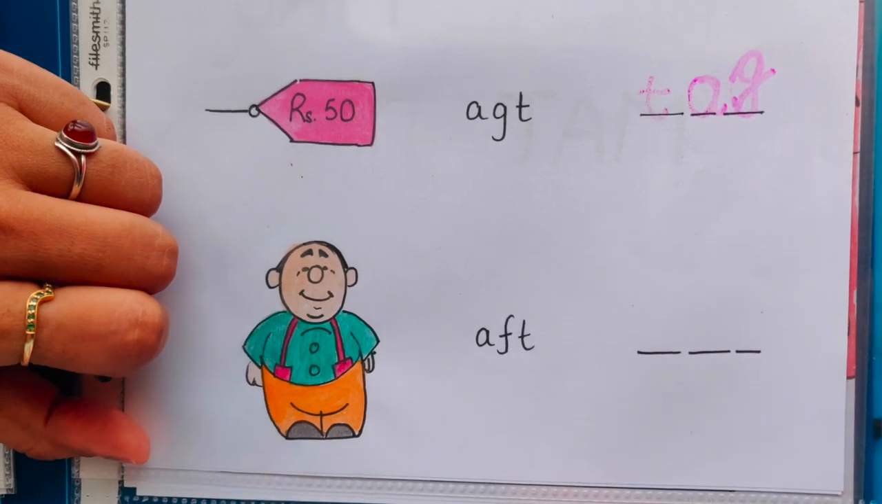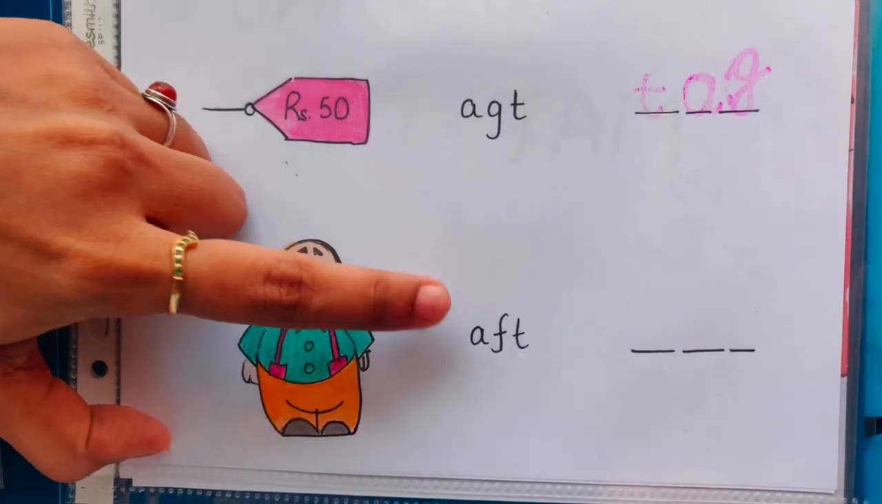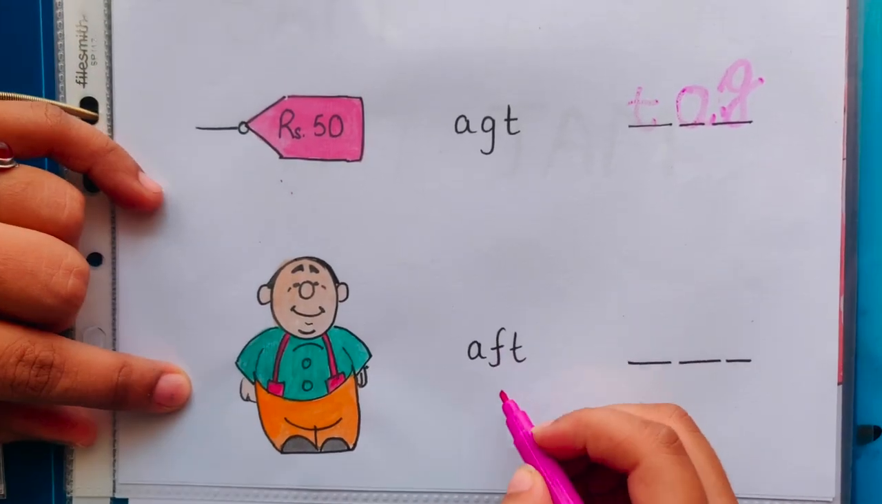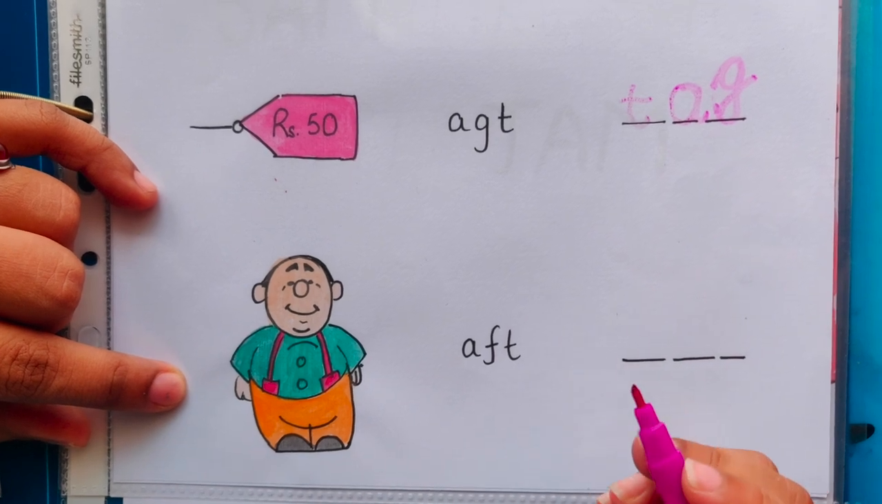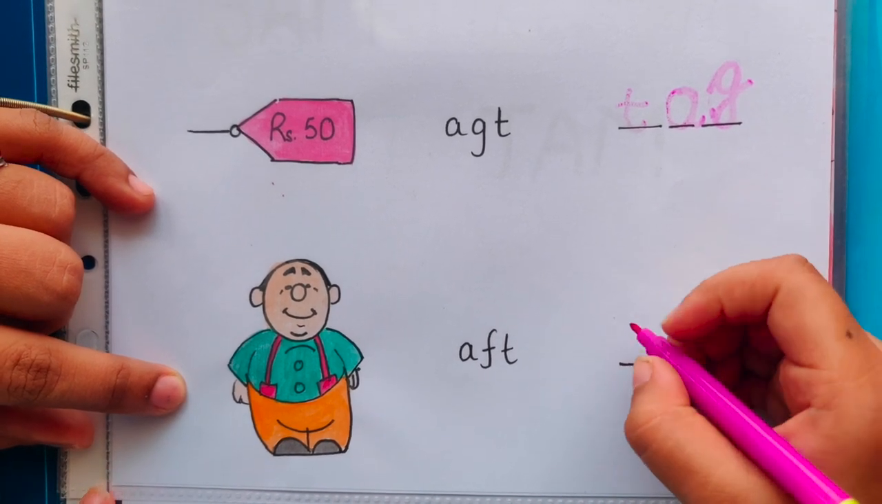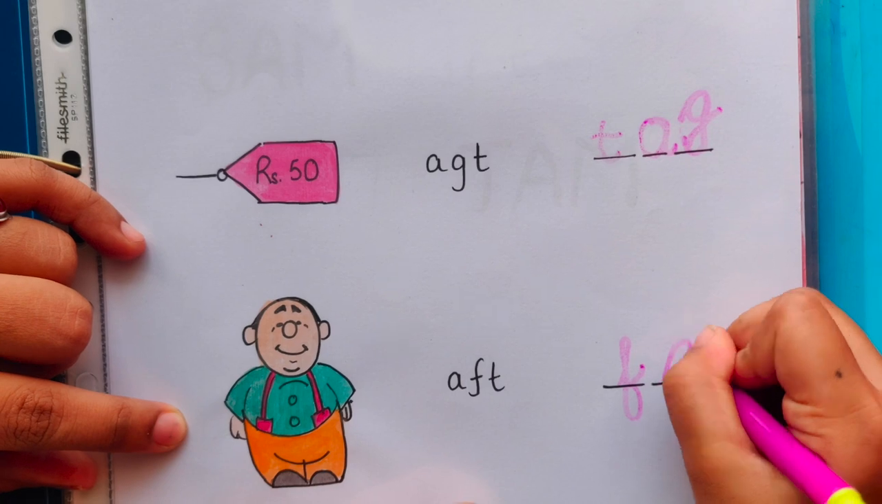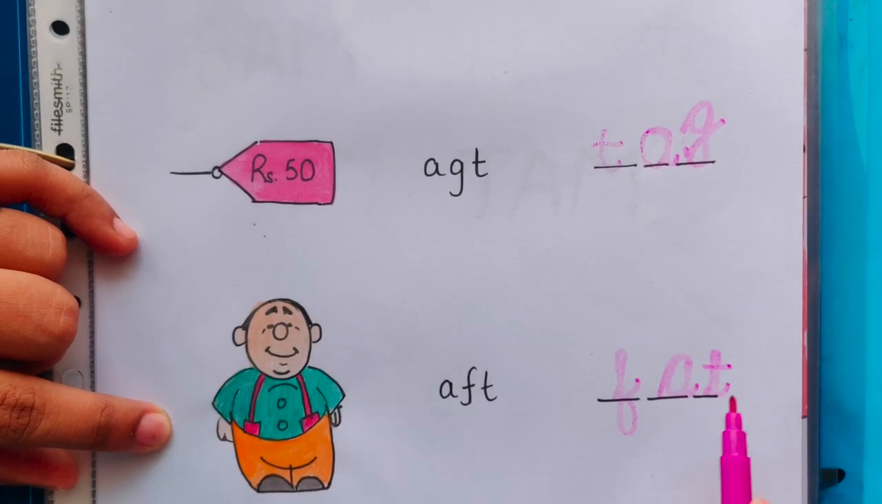Now what is this man? Is he thin or fat? Fat. So what is the correct spelling? Fat. Now write. Write in cursive. All cursive. Fat.